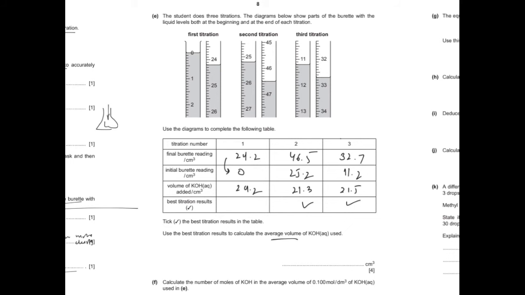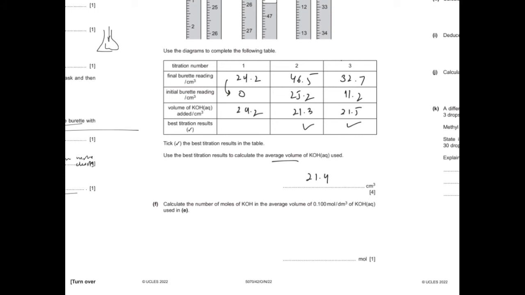Now you need to calculate the average volume from these best titration values. That will be 21.4. Calculate the number of moles of KOH in average volume, and you are given the concentration. That is pretty easy. Moles is equal to concentration into volume. So concentration is 0.1 and average volume is 21.4 divided by 1000 to align the units of volume. And the answer would be 2.14 into 10 to the power minus 3 moles.